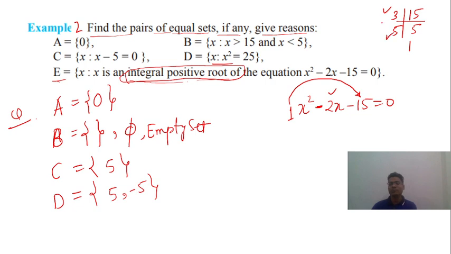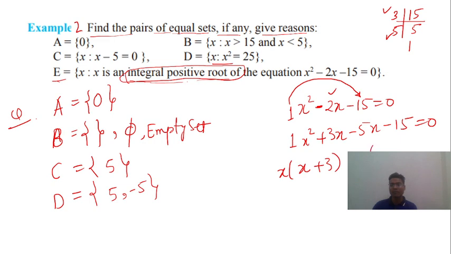I will subtract 5 from 3. Okay, so we will write x square positive 3x and negative of 5x negative of 15 is equals to 0. And if we are going to take common out of it, we will take common x. We get x plus 3. We will take common negative of 5. We will get x plus 3 is equals to 0. Then we get x plus 3 and x negative 5 is equals to 0. We get x is equals to negative of 3 and positive of 5.